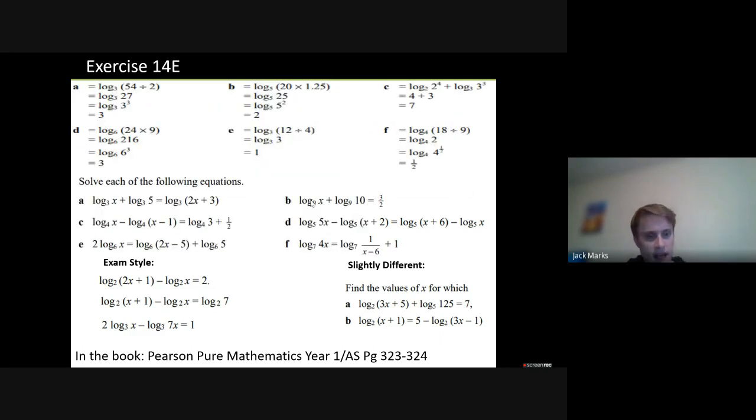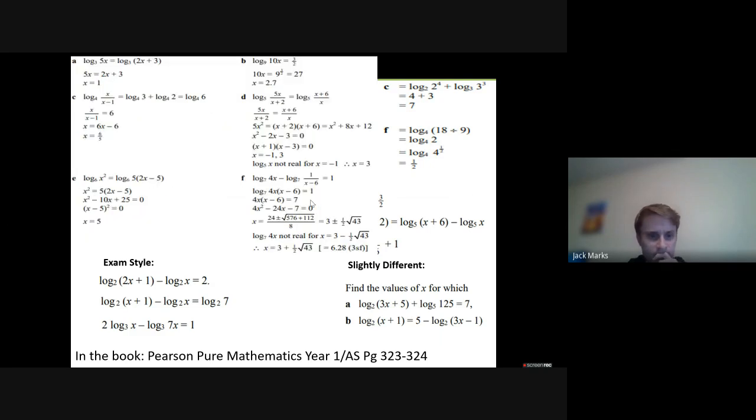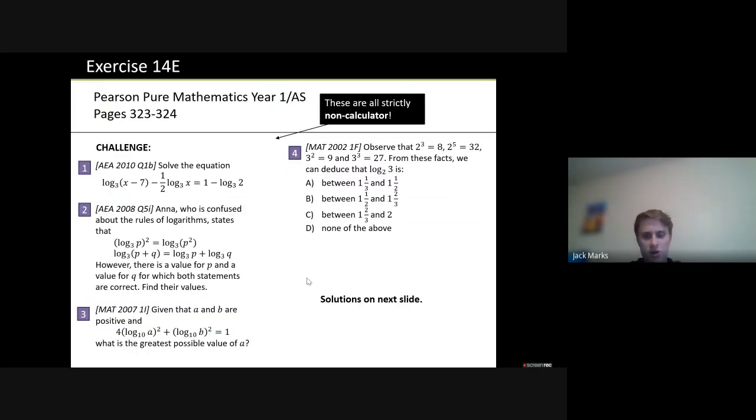So assuming you've done that, these are the answers for the first part. And the second part. And these ones down here are more exam style questions that you may wish to have a go at. So for example, this one here combines to give you 2x plus 1 over x. Log 2 of this equals 2. 2 to the power of on both sides. And you would work it forward that way. So that takes you up to 14e.